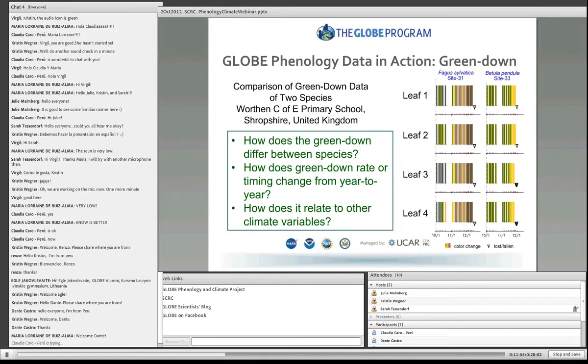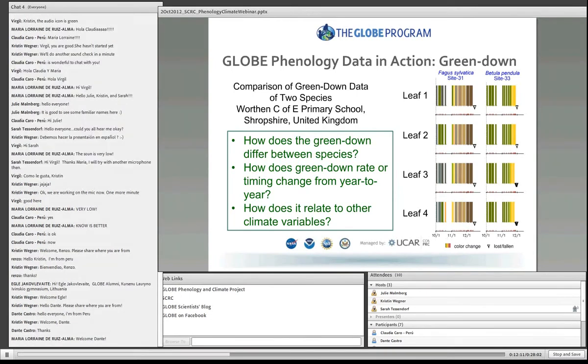So again, here's some GLOBE data. This one's from a school in the UK. For 2 different species, the one column is one species of tree and the other column is another. And because the protocol dictates you do 4 leaves, that's why there's 4 rows, leaf 1, 2, 3, and 4. You can see the coloration changes as these leaves go through green down. And first of all, you can see some differences between the species, not only in the time and the rate of green down. It takes a little bit longer for the species on the left to fully green down and to fall off, but also the colors that the tree undergoes as it colors.